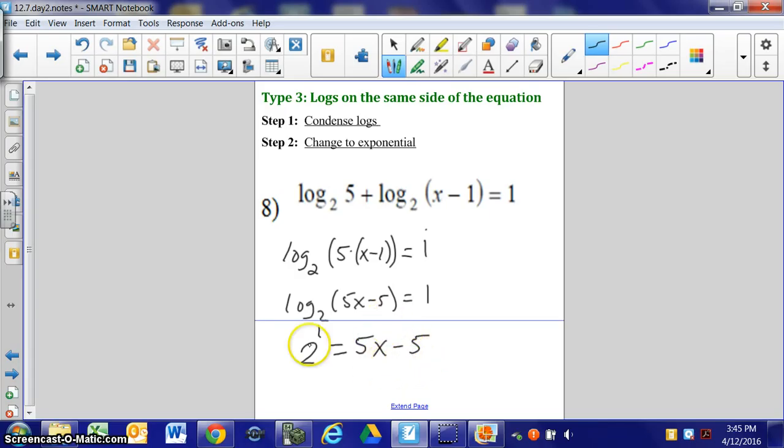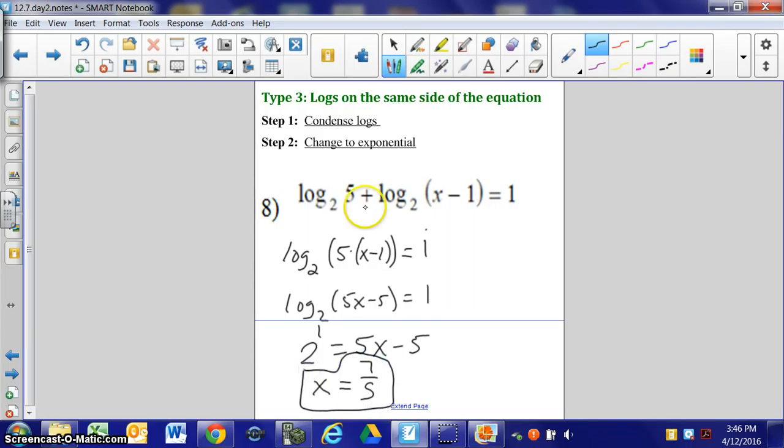Now solve for x, add 5, divide by 5. So our final answer is x equals 7/5. And if I think about plugging that back in for x, 7/5 is greater than 1, so that's a positive number up there. So there is my final answer.